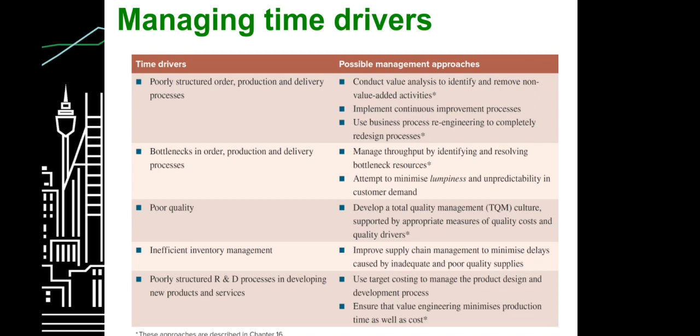Okay, the next time driver is bottleneck in order, production and delivery processes. Bottleneck is something that is the limitation in the process, in the production process or in the service providing process. Bottleneck means the limitation. So how to manage this time driver? See in the right side of the table. Manage throughput by identifying and resolving bottleneck resources. Attempt to minimize lumpiness and unpredictability in customer demand.